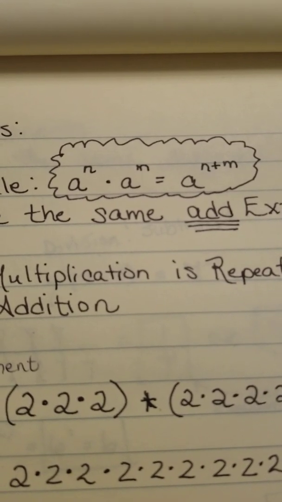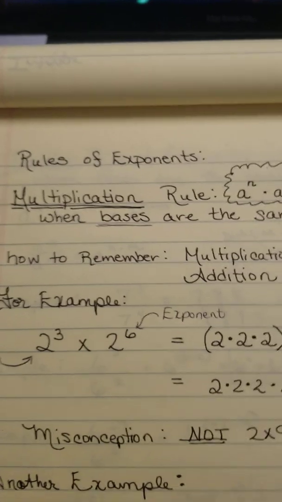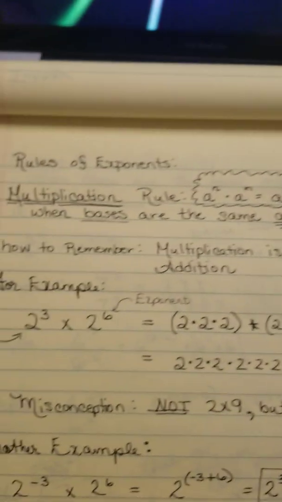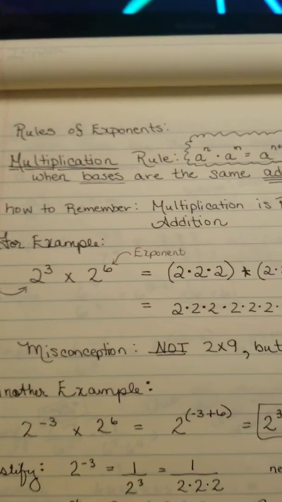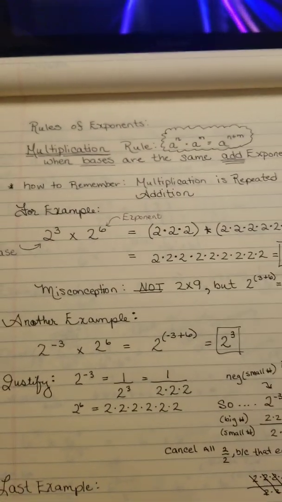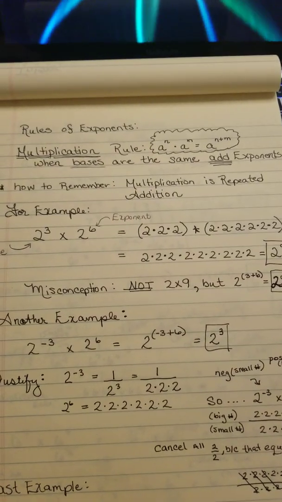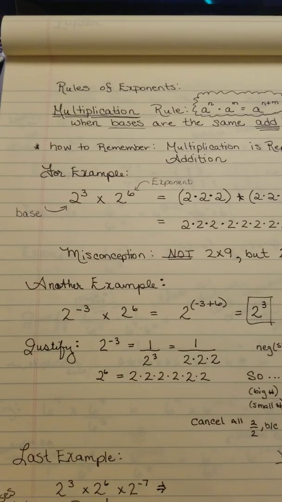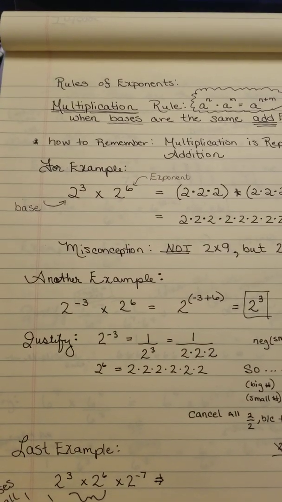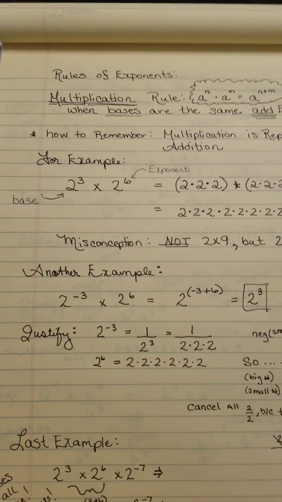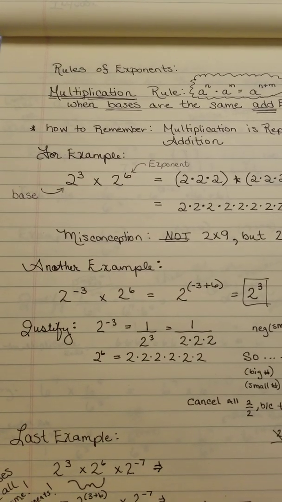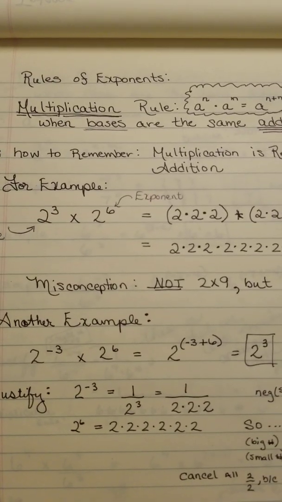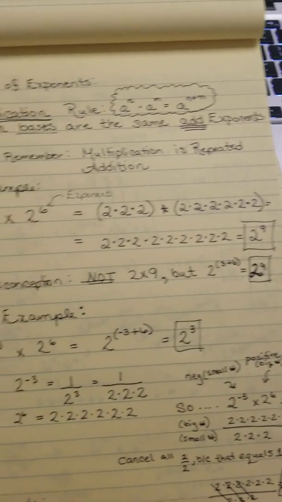So that's the rule. What does it mean? It means when bases are the same, we can add exponents. How to remember: multiplication is repeated addition. So that's one way to remember. And here's an example of what we're talking about. For example, 2 to the third power times 2 to the sixth power. The 2 is the base, and the exponents are 3 and 6. So remember, when bases are the same and you're multiplying, add the exponents.